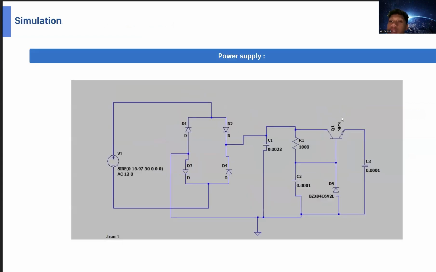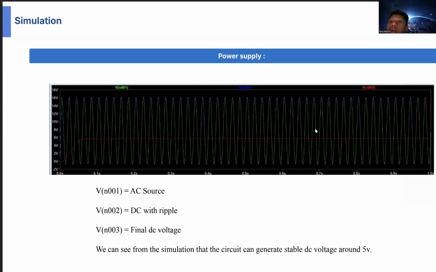Next is power supply simulation. This simulation result shows the AC source, DC ripple voltage, and final regulated DC output. From the graph, we can see that the circuit successfully produced a stable DC voltage around 5 volts.